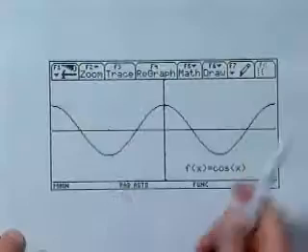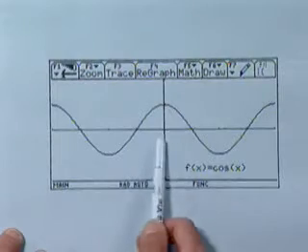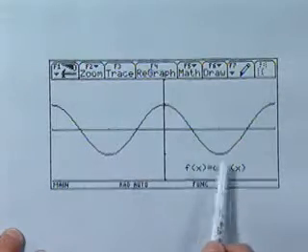Let's take a look at the cosine function. Remember, the cosine function looks something like this. The cosine of 0 is 1. Cosine of pi halves is 0, etc.